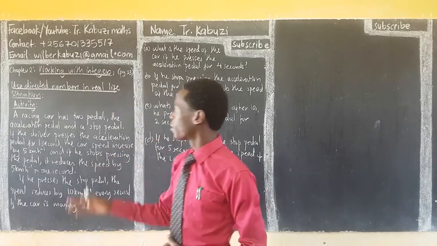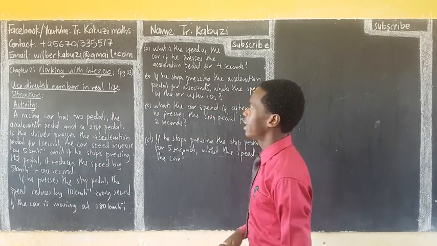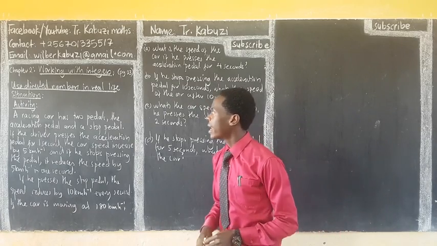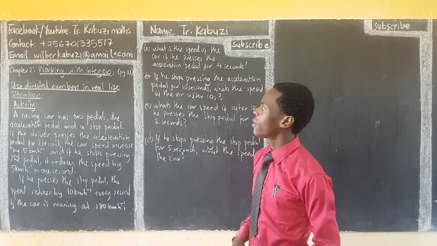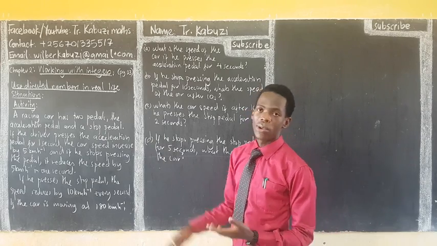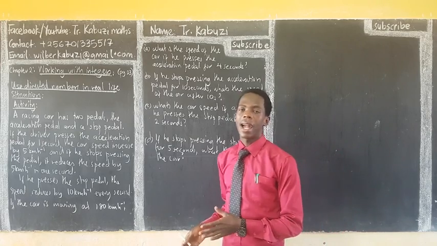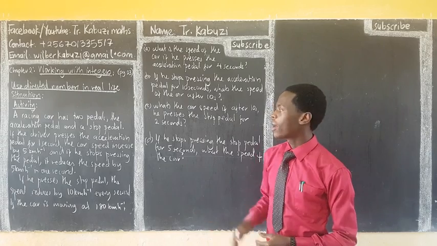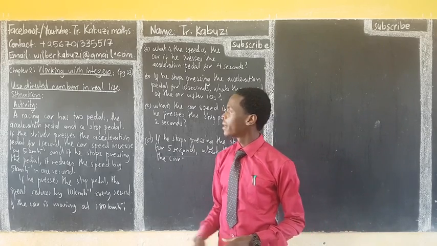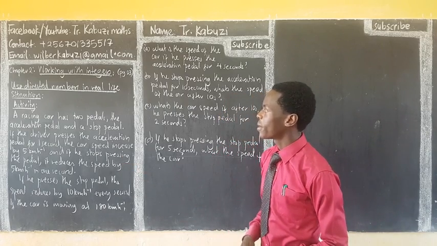Okay, now members, the subtopic is using directed numbers in real life. So you're going to see how we can apply integers, because we said integers are negatives and positives. How can we apply that in real life? Let us see this one here.